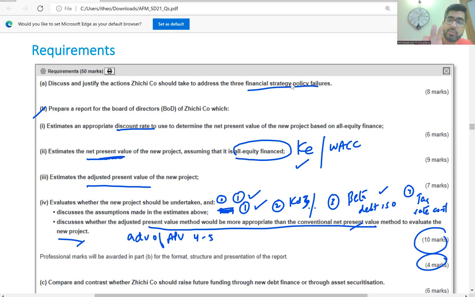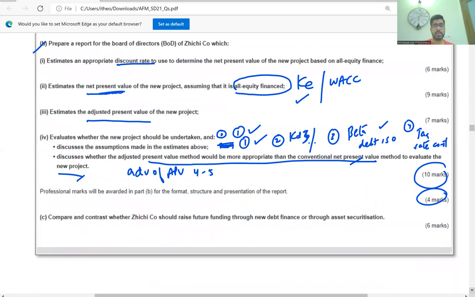To get a fair view, we should consider all inflows and outflows, all benefits and expenses, which is what APV considers. APV considers many factors: risks, financing side effects, issue costs, tax benefit, all other cash flows which are ignored by NPV, so it gives a better solution. So you can just write the advantages of APV to gain those marks. And I think this 10 marks requirement is very easy and professional marks are available as well.